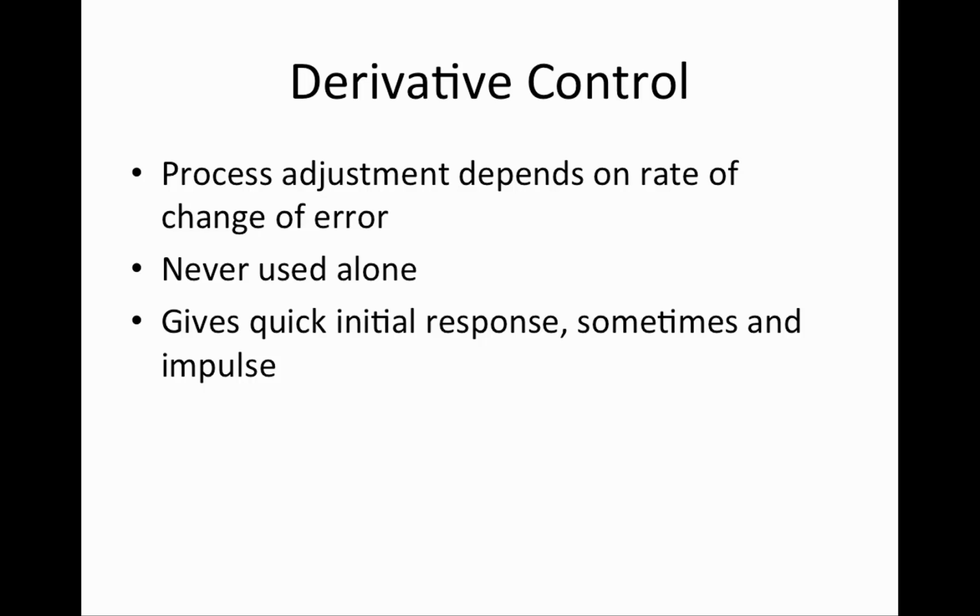So some facts about derivative control is that derivative control is never used alone. The process adjustment depends on the change rate in error. And derivative control gives a quick response to changes in error.